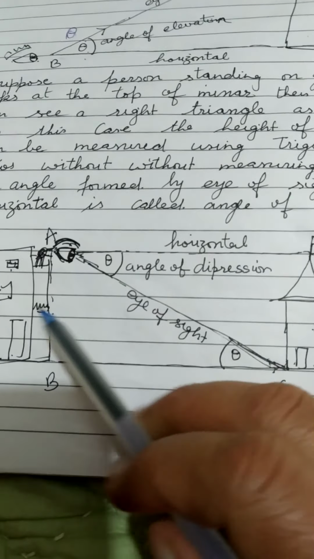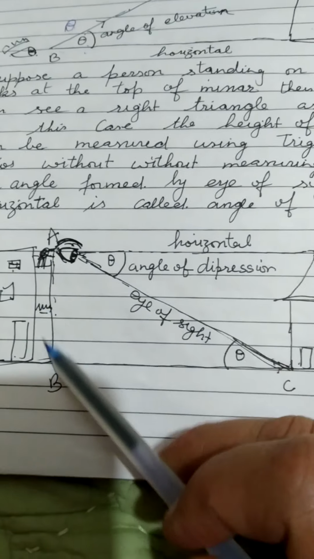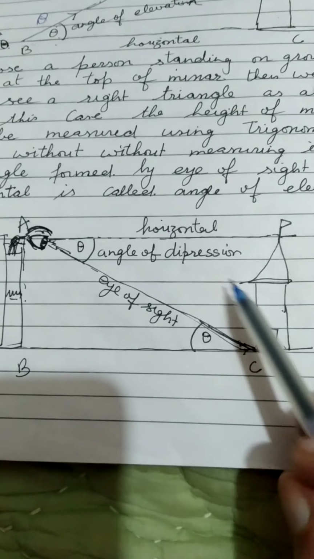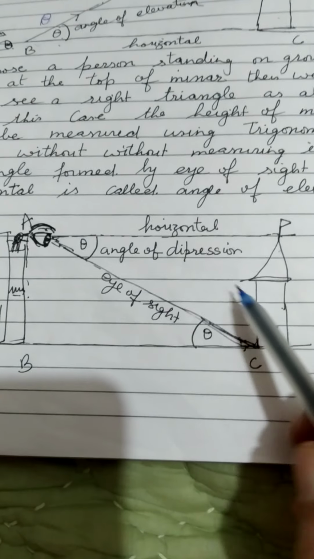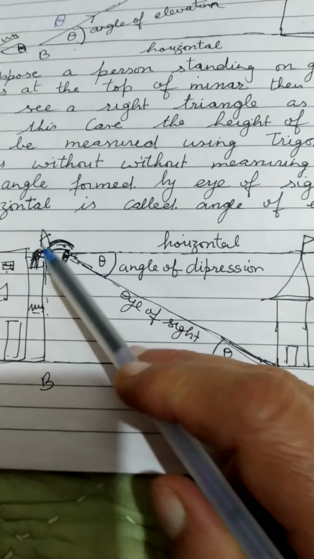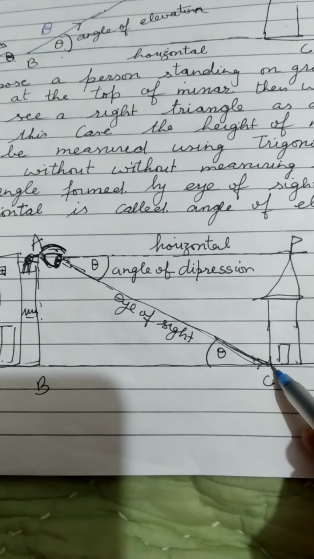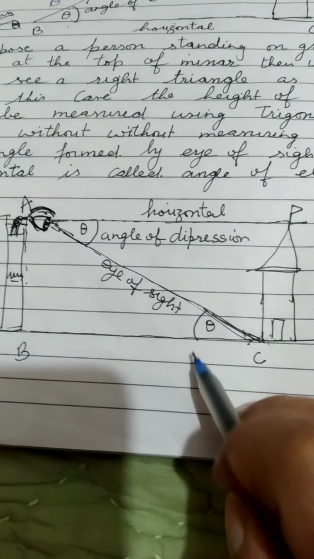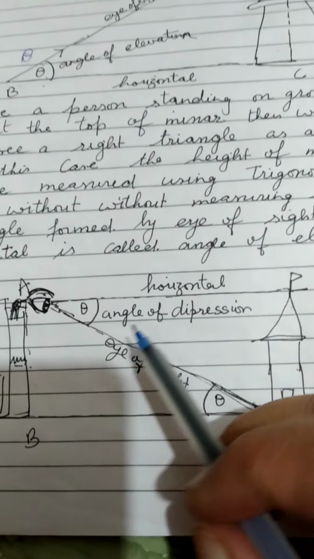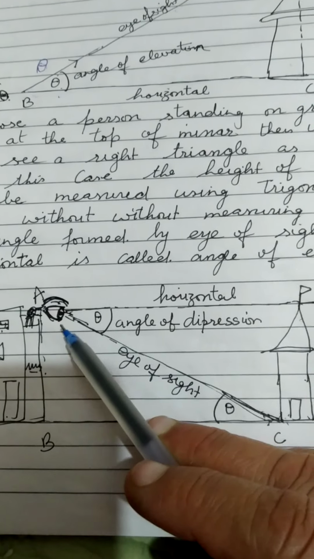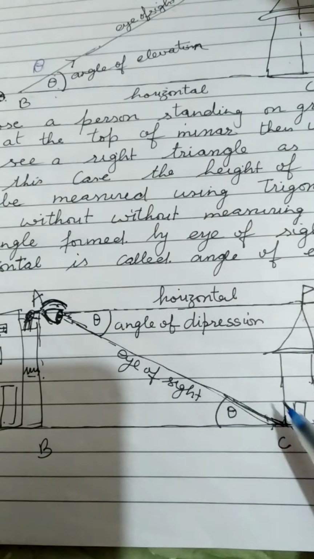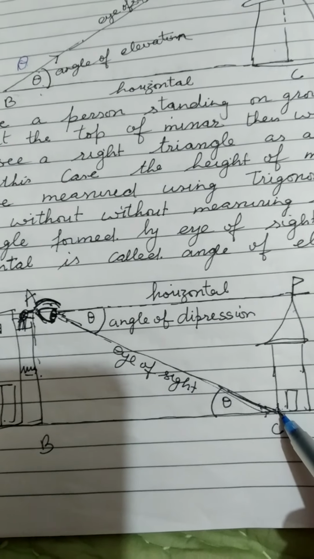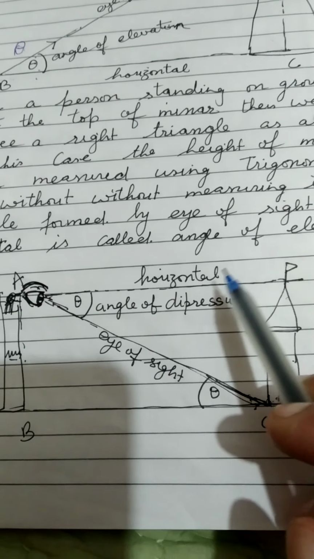See, here is a building. A person is standing on the building. And here is a temple. The person from the top of the building is looking at the ground at the base of the temple. Now, the line of sight is this one, that is from the eye of the person to the base of the temple. This is the line of sight.